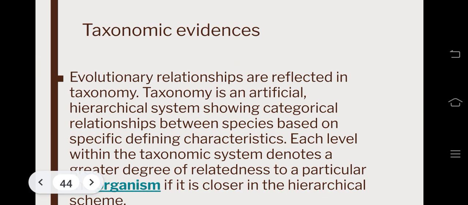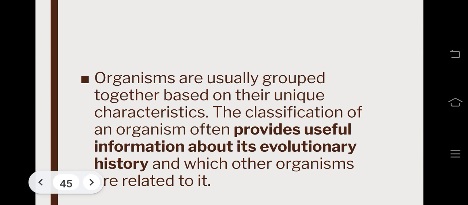Taxonomy is an artificial hierarchical system showing categorical relationships between species based on species-defining characteristics. Each level within the taxonomic system denotes a greater degree of relatedness to a particular organism if it's closer in the hierarchical scheme. Organisms are usually grouped together based on their unique characteristics.